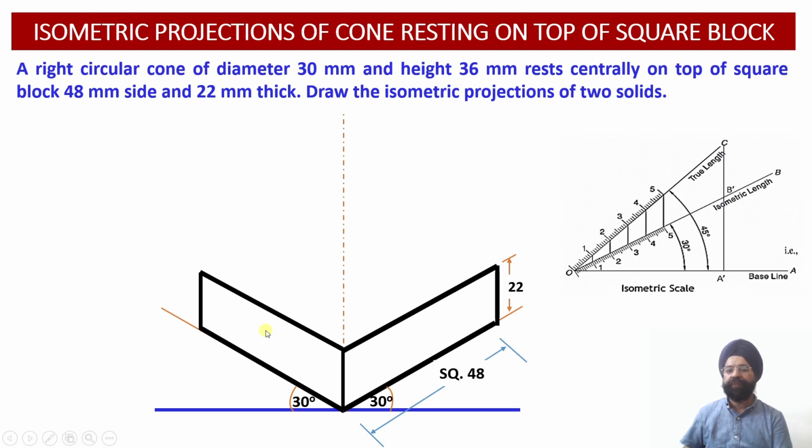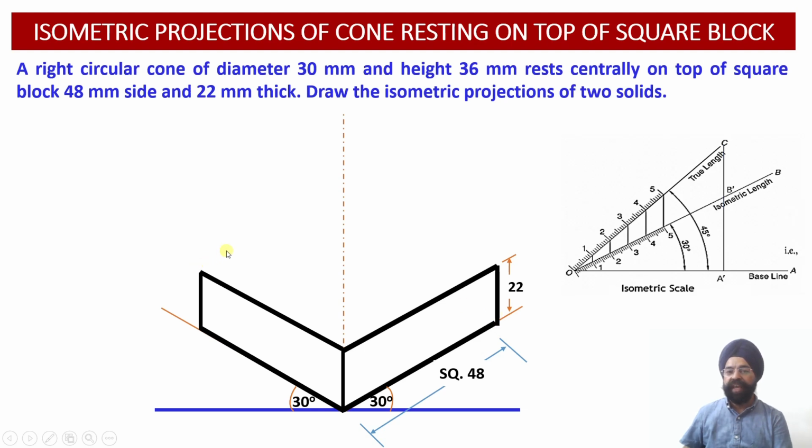Now this is the left hand face of the square block. So in the left hand face, this edge is equal to 48 millimeter. This edge, again it is parallel to the isometric axis. So this is the isometric line. Similarly, this isometric line is parallel to this isometric axis over there. So this edge, vertical one, it is equal to 22 millimeter. This edge is also equal to 22 millimeter, and this is also equal to 22 millimeter.